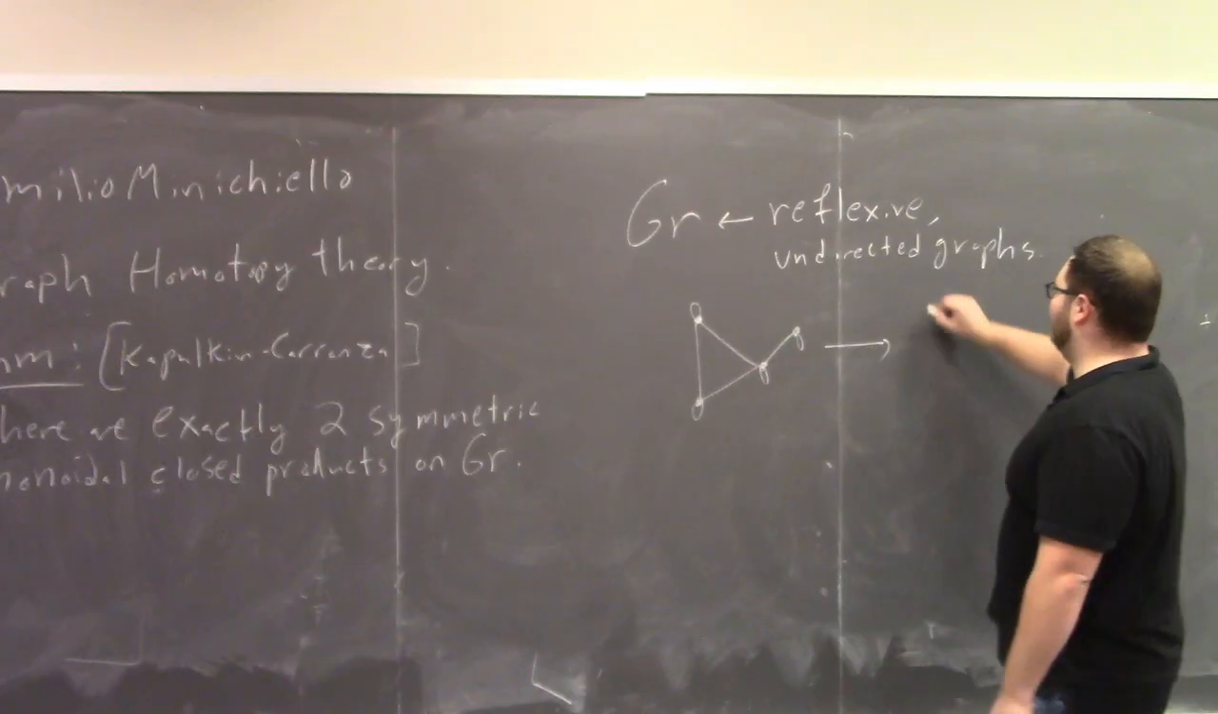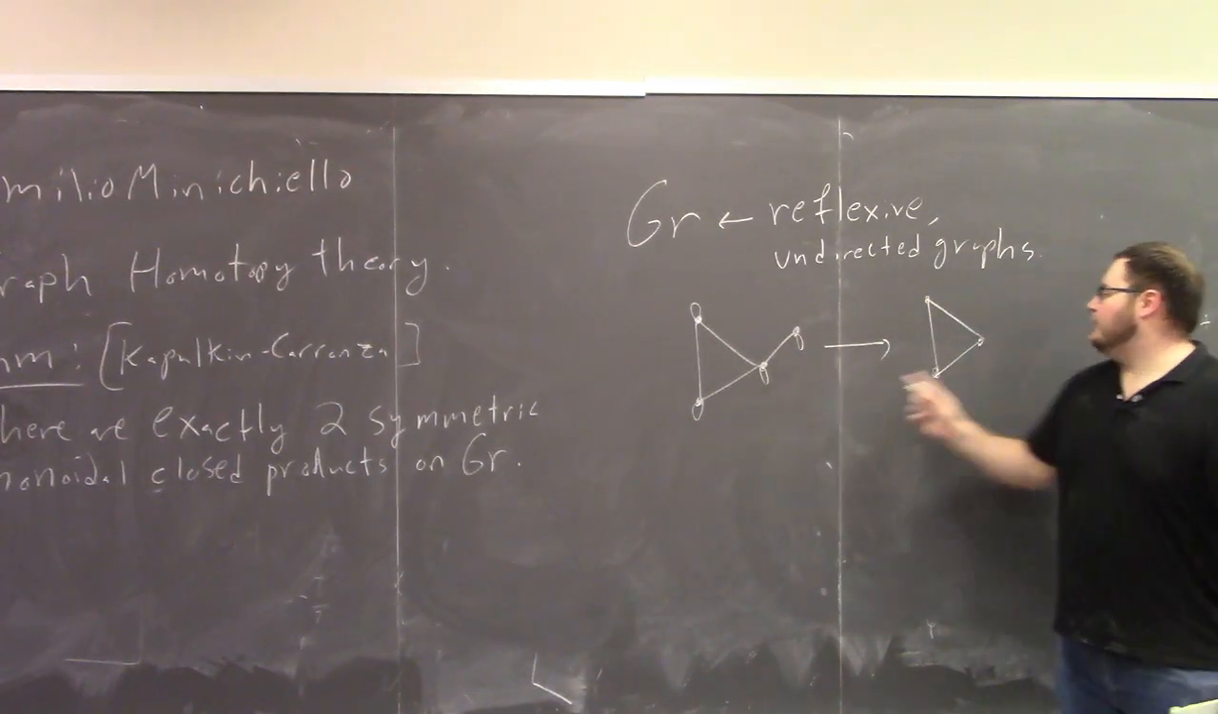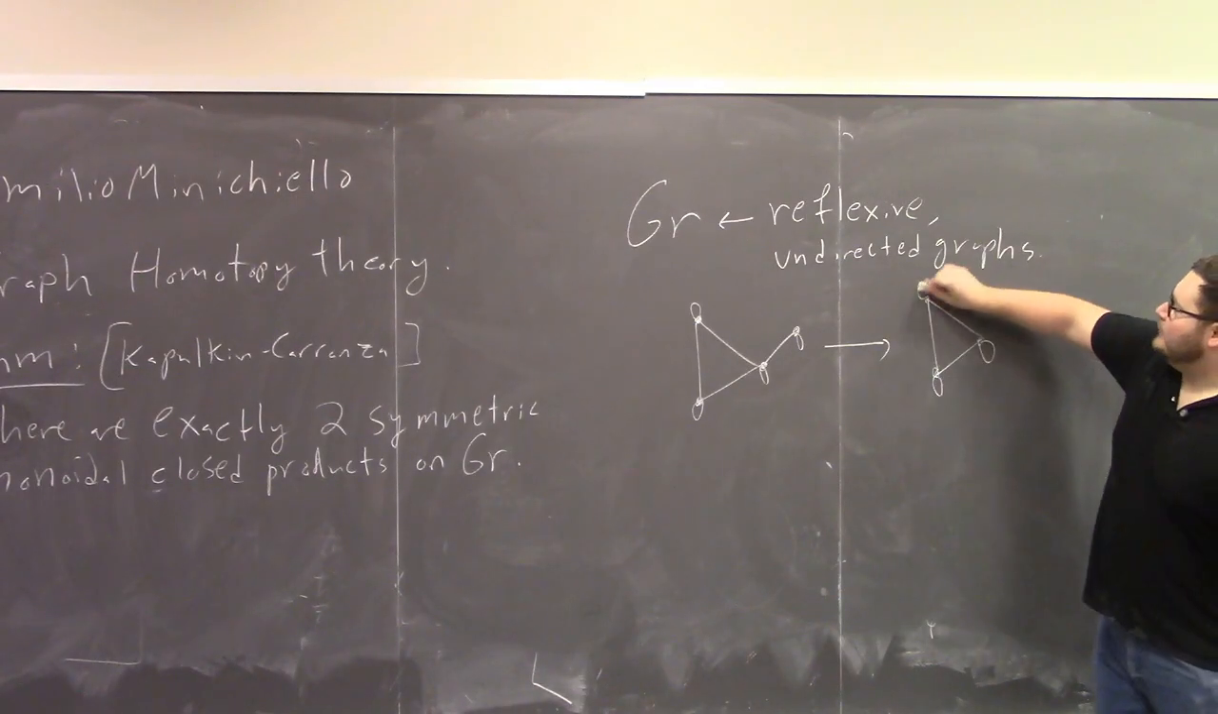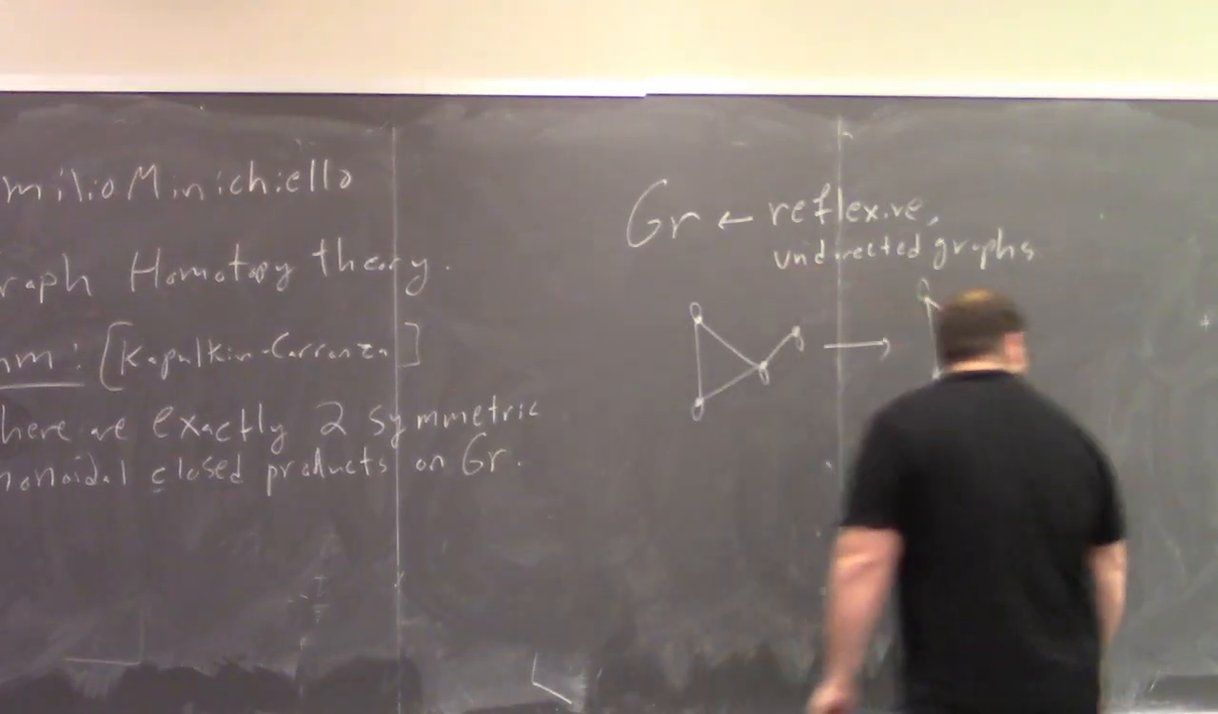Okay, so morphisms, I can crush this edge down to this point, and you imagine there's all loops. You could also just erase the loops, which is what I like to do.